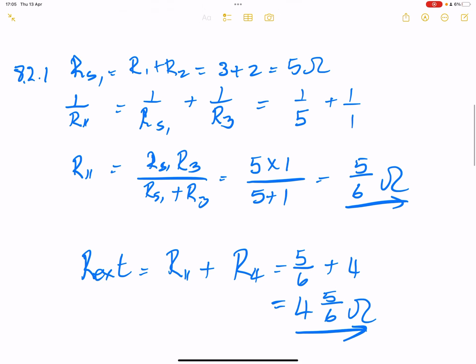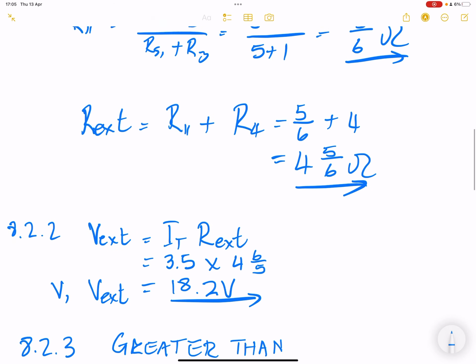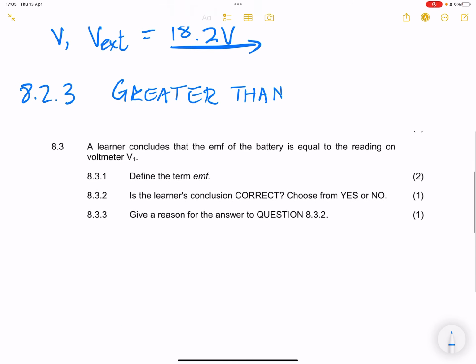So we can just simply say for 8.2.3, that will be greater than. Okay, actually, they had said compare, how does V2 compare to the reading on V1? Sorry, that would be smaller than. Apologize for that. So that would be smaller than. Okay. Shoo, my handwriting. Right. Okay, and now we continue to the next part of this question.